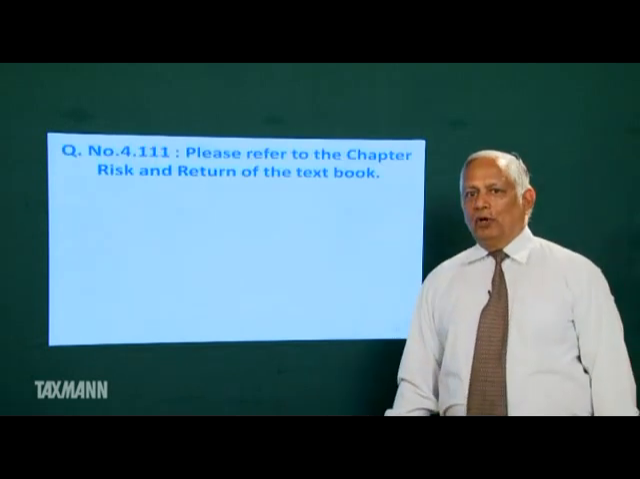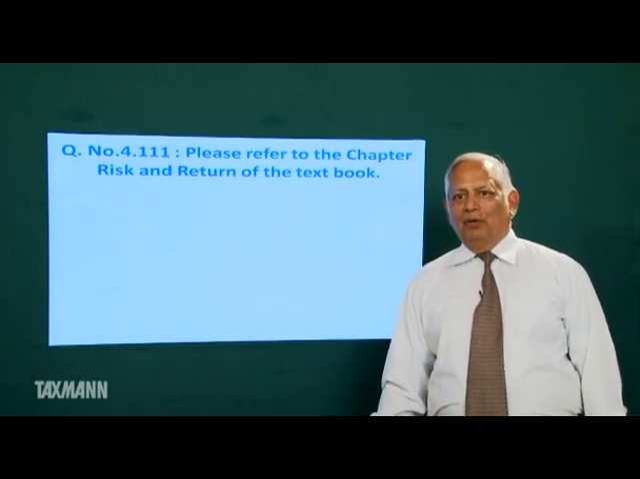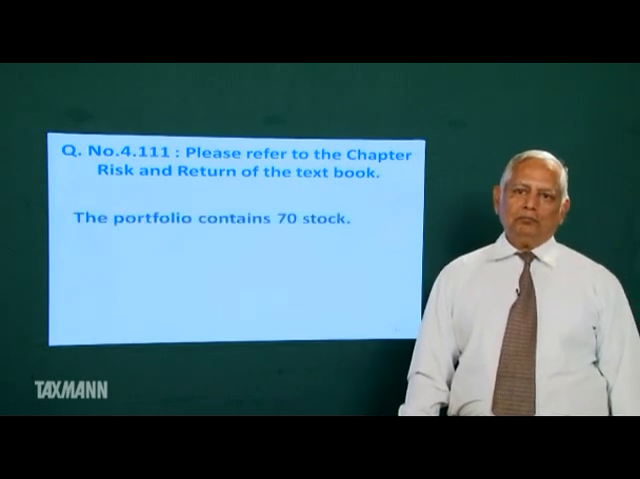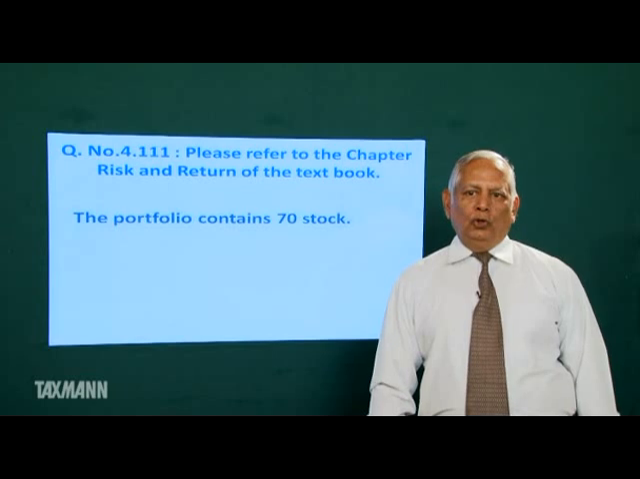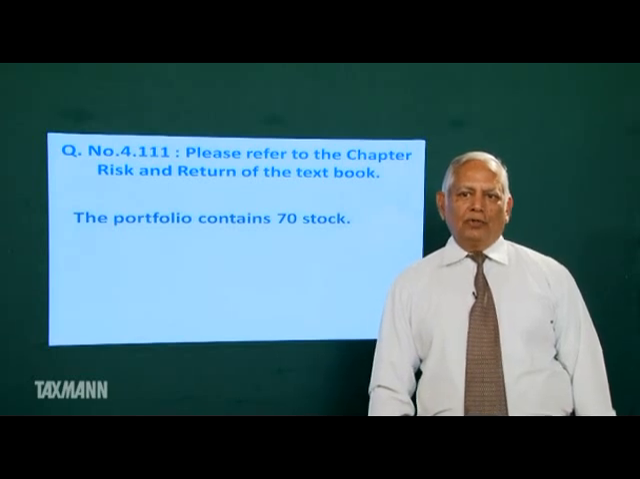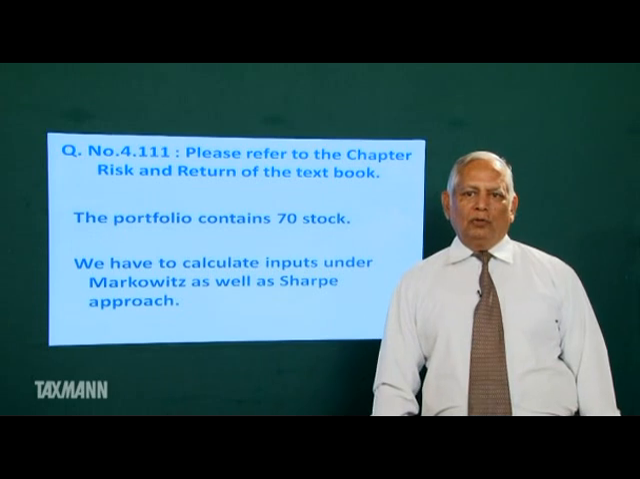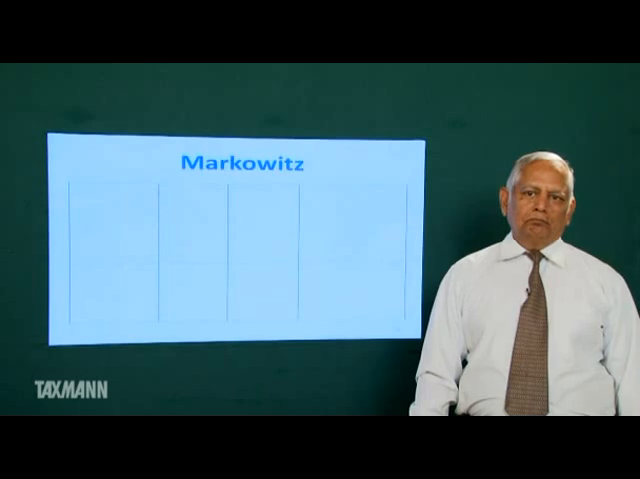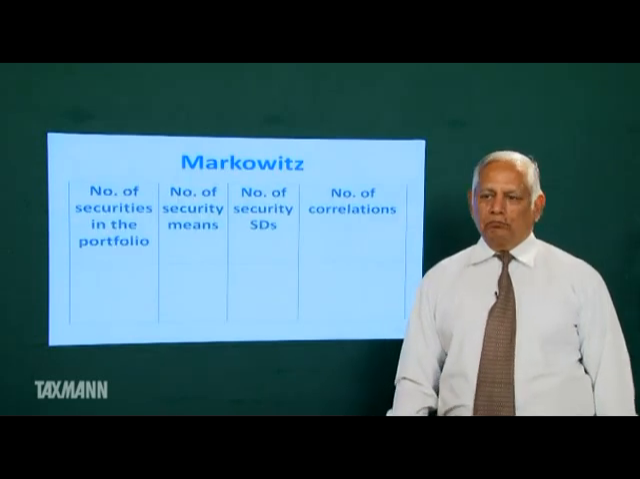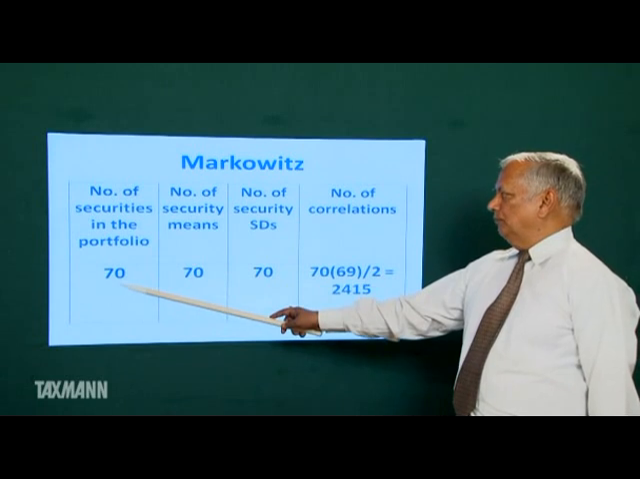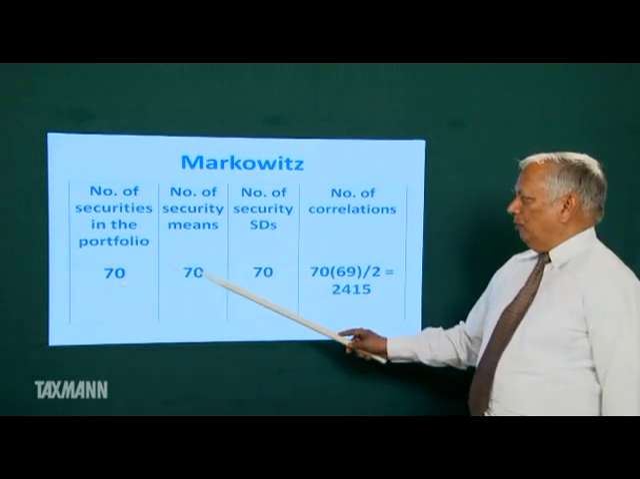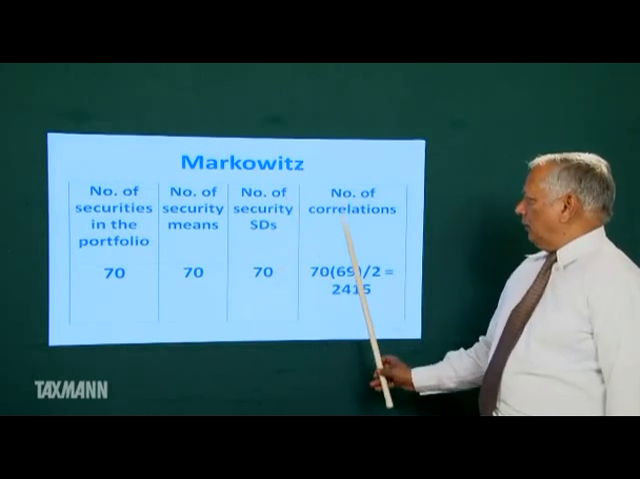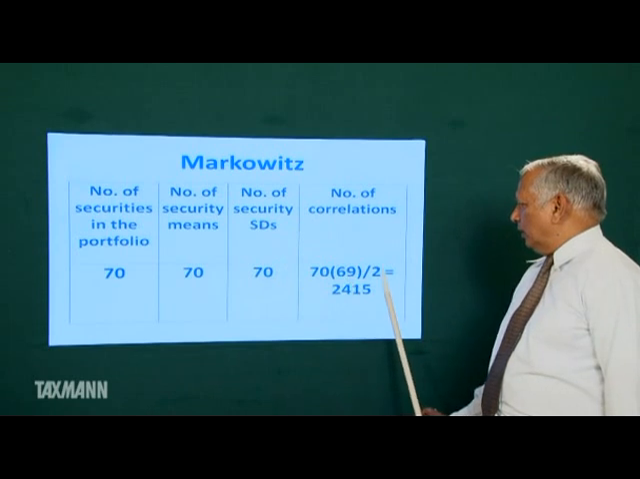Question number 4.111. Please refer to the chapter Risk and Return of the textbook. The portfolio contains 70 stocks. We have to calculate inputs under Markowitz as well as Sharpe. Markowitz: number of securities in the portfolio. We require mean return of each security, standard deviation of each security, and number of correlations are n into n minus 1 upon 2.